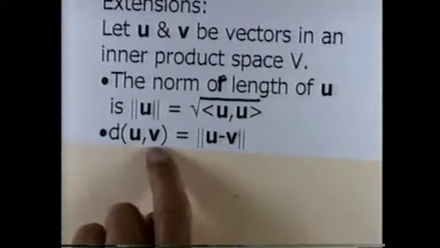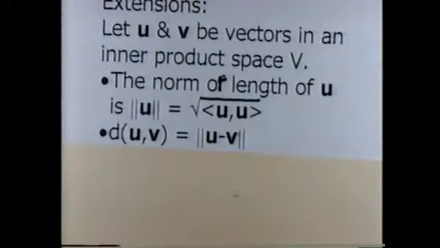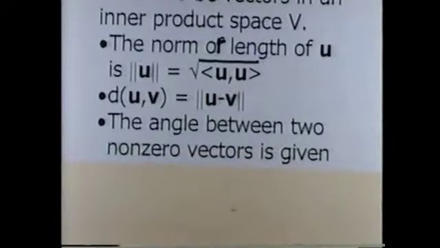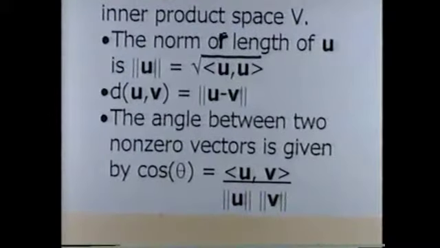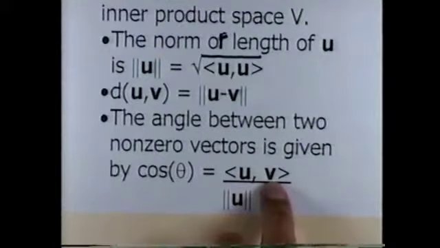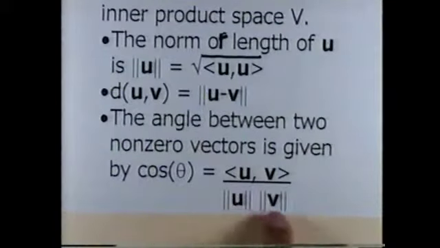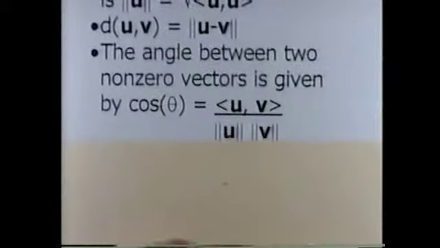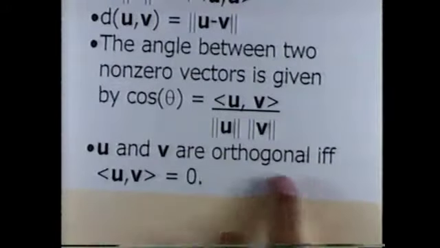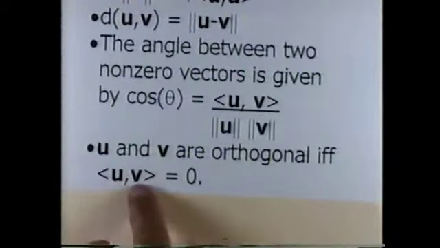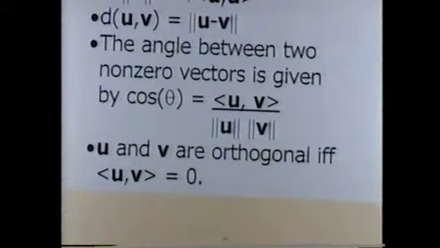The distance between U and V is just the norm of U minus V. The angle between two non-zero vectors is given by cosine theta is equal to the inner product of U and V divided by the norm of U times the norm of V. U and V are orthogonal if and only if the inner product of U and V is equal to 0.